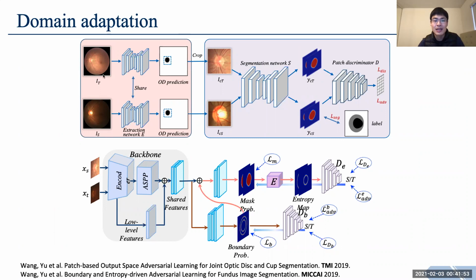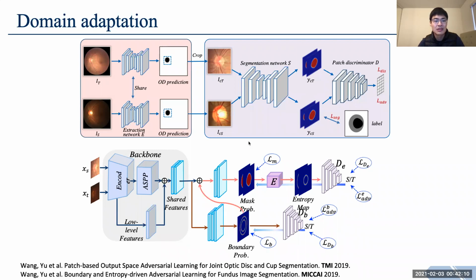So the target domain image is unlabeled, and we want to train a network to achieve better performance on the target domain. So this is the setting of domain adaptation. And we propose two methods to solve this problem.